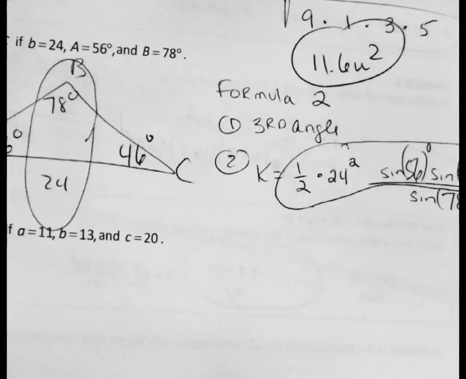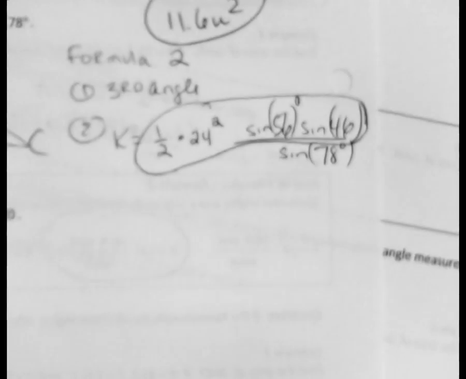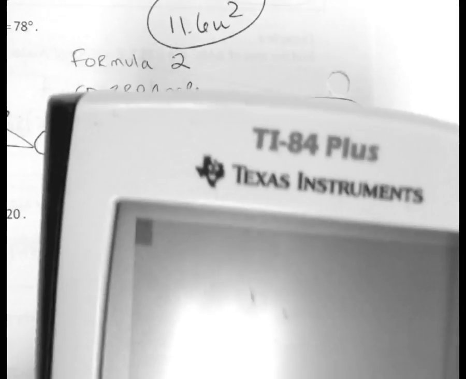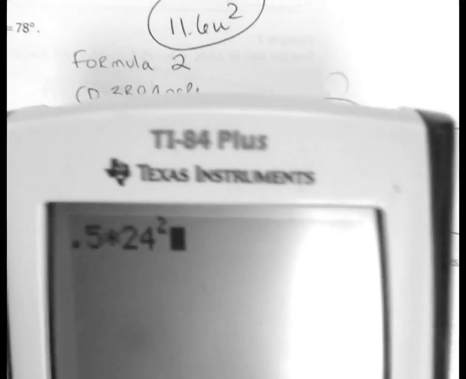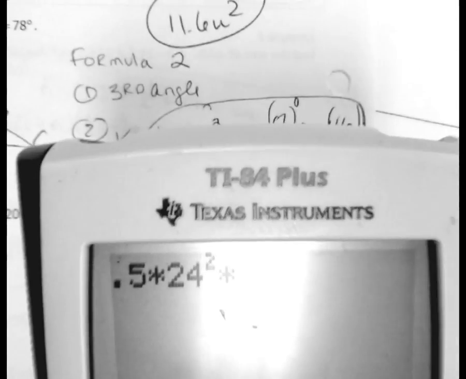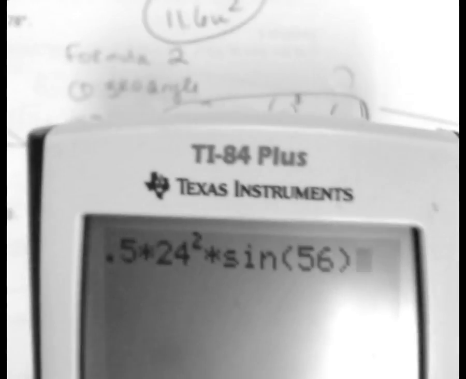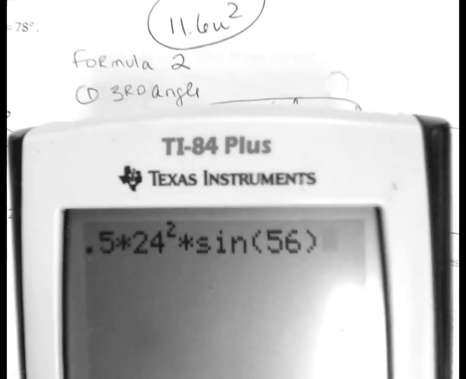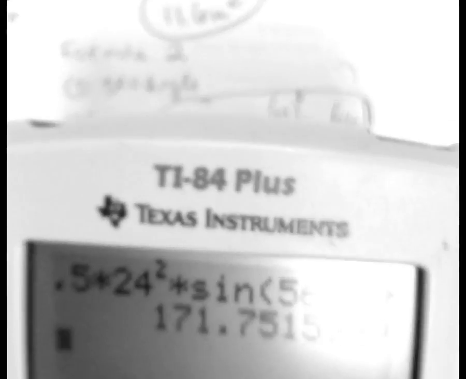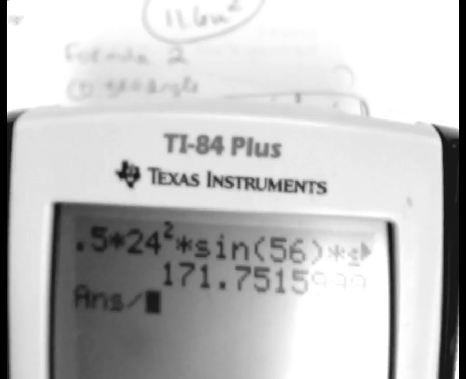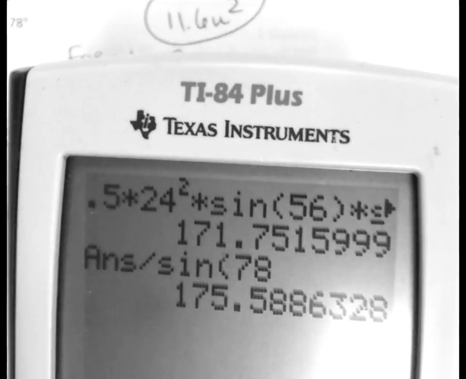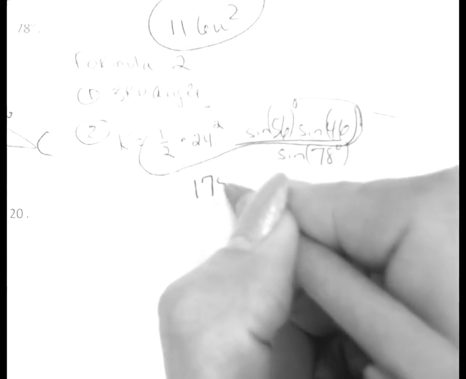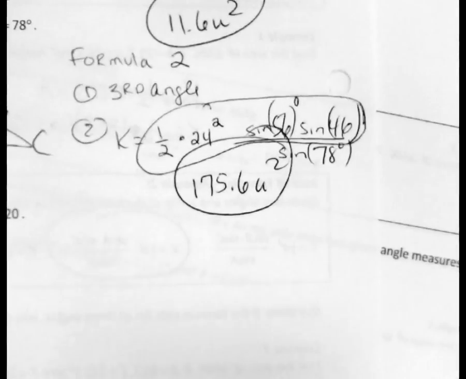Okay, so the rest of this is punching in your calculator. We have 1/2, which I always type in 0.5, times 24 squared, times sine of 56. Again, close your parenthesis. I walked around about 10 people yesterday. They did not close that parenthesis. Times sine of 46. Press enter, and then divide by sine of 78 for 175.6 units squared. You guys understand that?